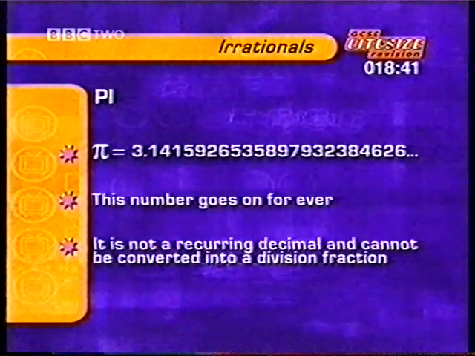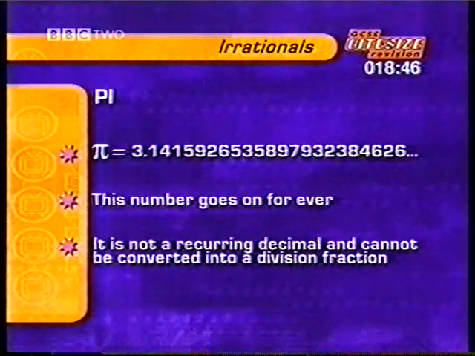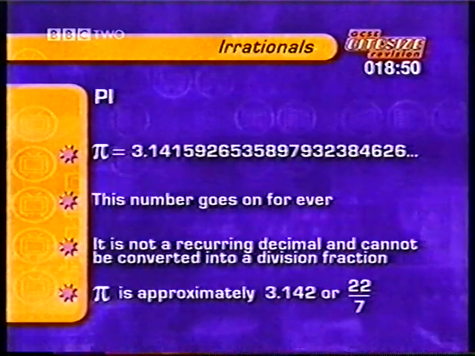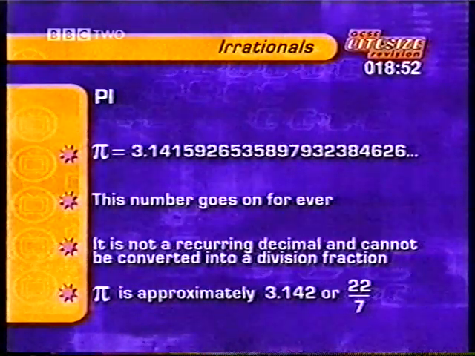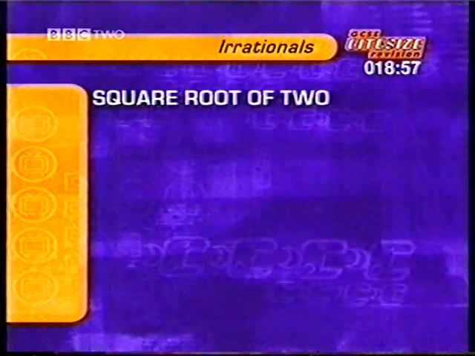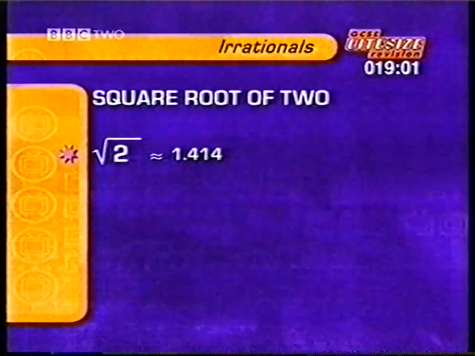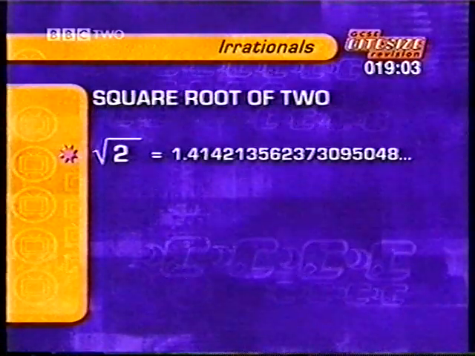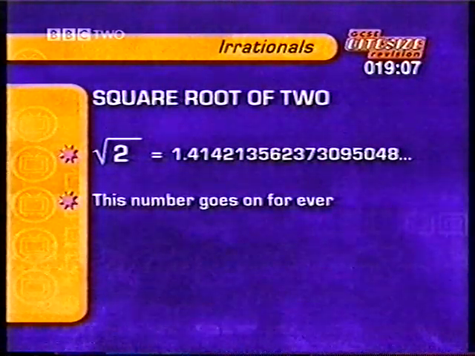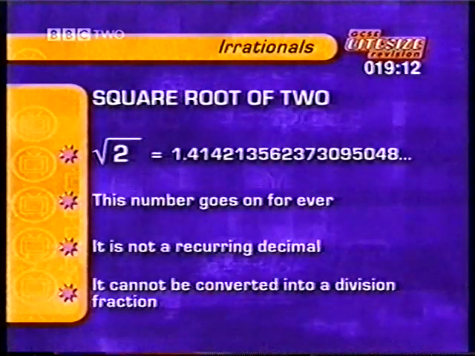It's not a recurring decimal, and it can't be converted into an exact division fraction. We usually say that pi is approximately 3.142, or as a fraction, 22/7. The square root of 2 is another irrational number. It's approximately 1.414, or more accurately, it's 1.4142136, etc. This number goes on forever. It's not a recurring decimal, and it can't be converted into a division fraction.